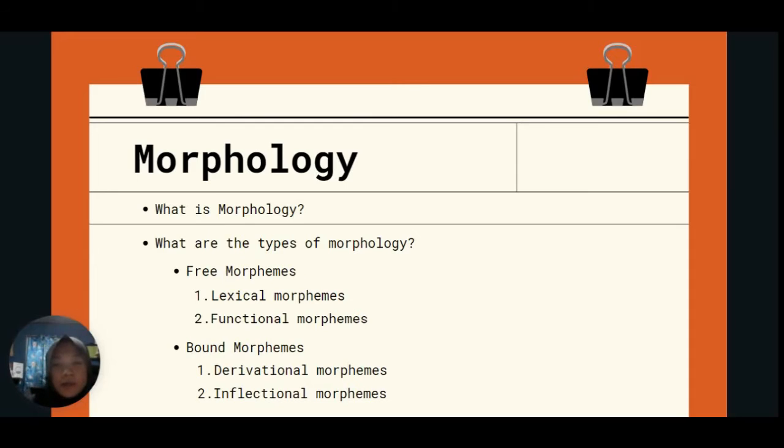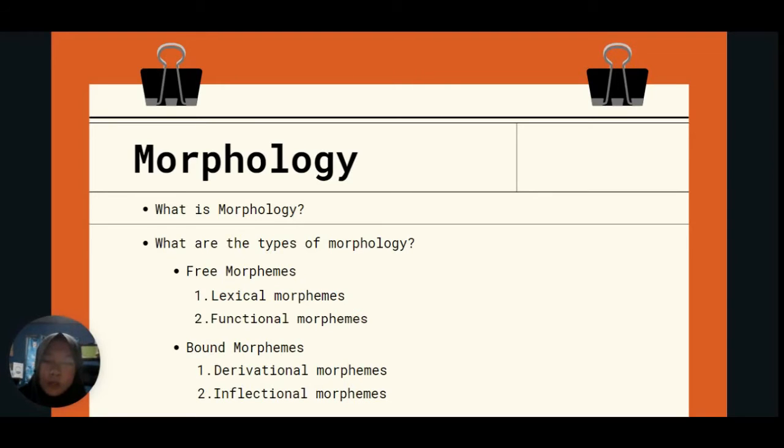Next, bound morphemes. Bound morphemes are morphemes that cannot stand alone but must be attached to other morphemes. Bound morphemes are divided into two, namely derivational morphemes and inflectional morphemes. Derivational morphemes are morphemes which, if attached to other morphemes, will form a new morpheme or a new word, or to form words with different grammatical categories from the previous words.